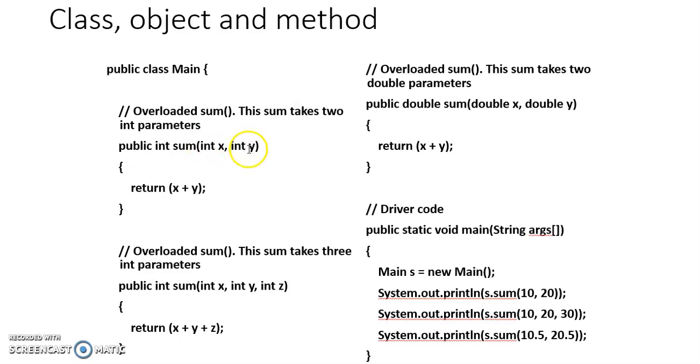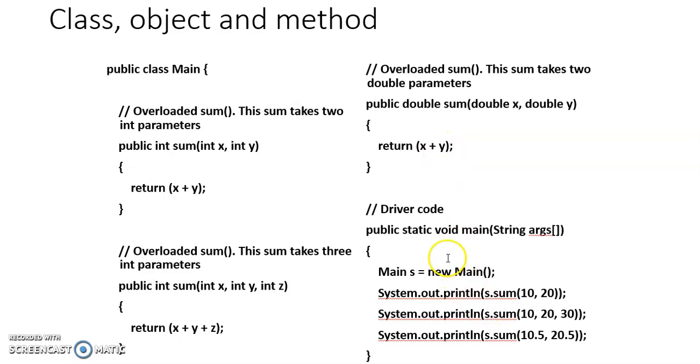So sum(int x, int y) is there, which will be returning x plus y. You have another sum which has 3 arguments, x, y, and z, which should be returning x plus y plus z. And you have another sum function with the return type double, which will be receiving the arguments double x and double y. So it will be returning x plus y.